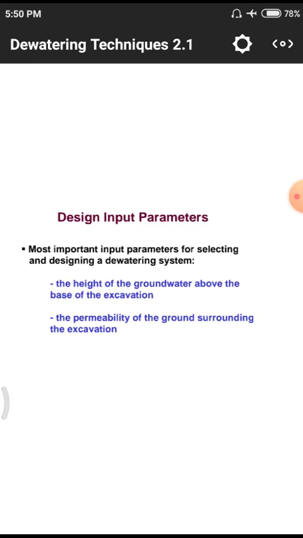Next one is the permeability of the ground surrounding the excavation. Permeability means the entrainment of water due to the presence of voids in the surrounding fields. If the permeability is very high, automatically recharging of groundwater takes place year by year. With no permeability there is no recharge. Our site is also affected by the groundwater table, so we need to take precautionary measures.